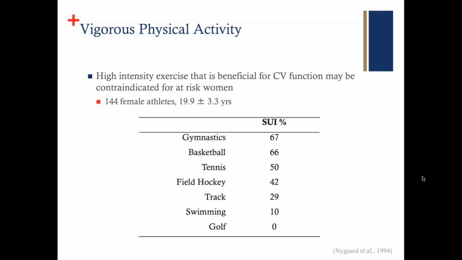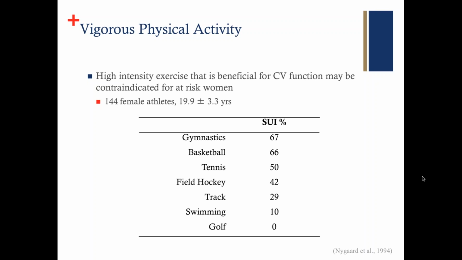We can see gymnastics has a high intra-abdominal pressure, high ground reaction force, high impact. 67% of the women in this study who were gymnasts experienced stress urinary incontinence. Now, let's look down at golf. Golf has a very low impact, low ground reaction force. With any swing, as we're taking a swing, golf had 0% of the participants experience symptoms of stress urinary incontinence.